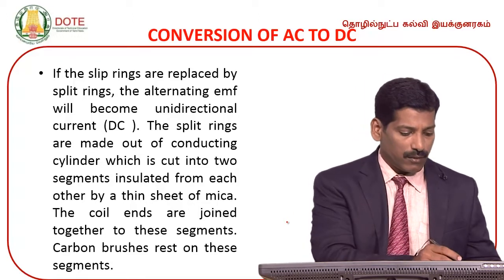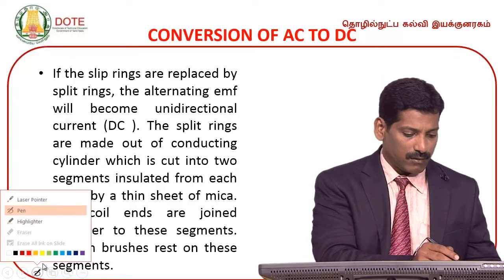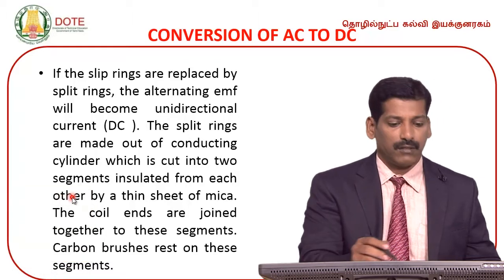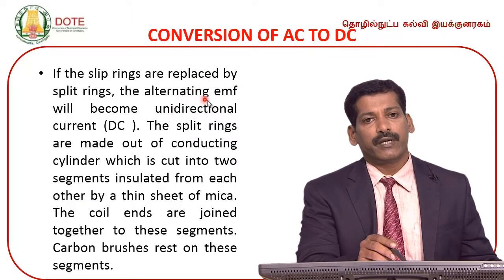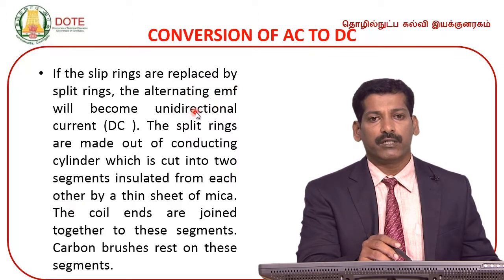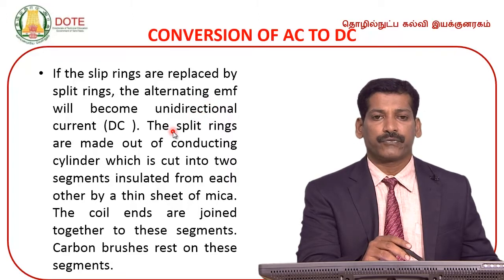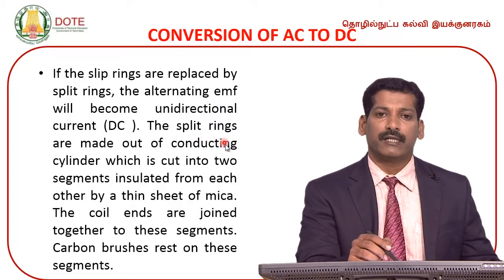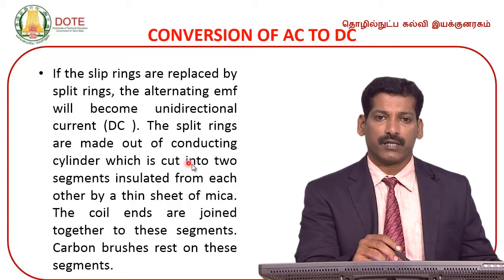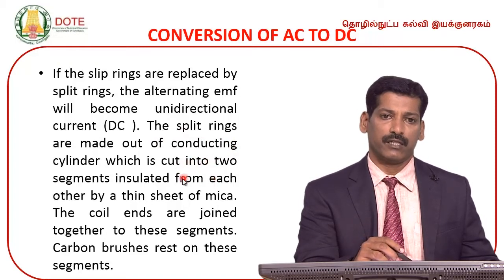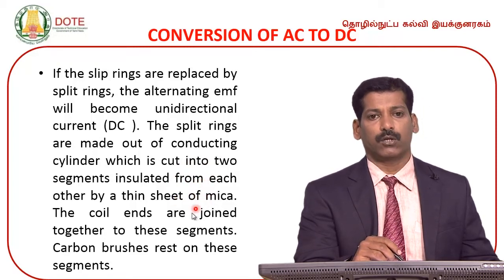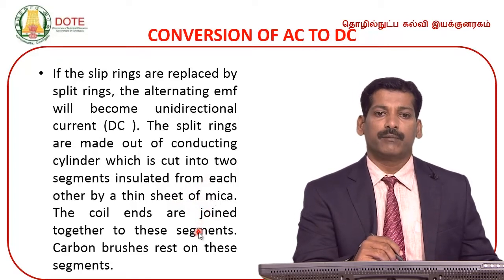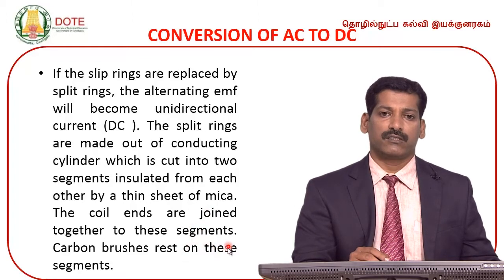If the slip rings are replaced by split rings, the alternating EMF will become unidirectional current, that is DC. The split rings are made out of a conducting cylinder which is cut into two segments insulated from each other by a thin sheet of mica. The coil ends are joined to these segments, and the carbon brushes rest on these segments.